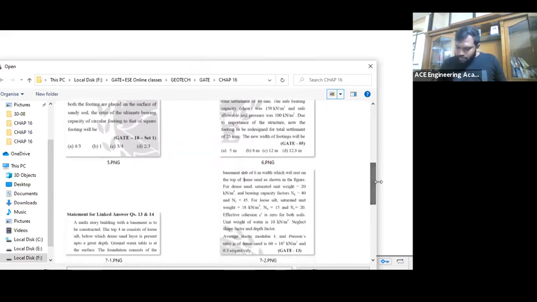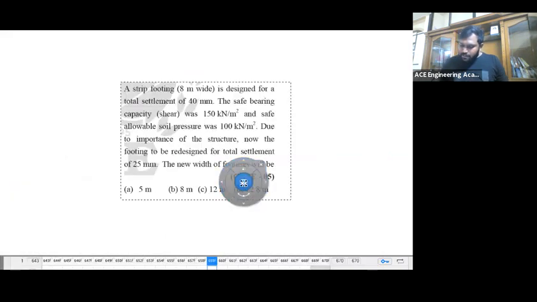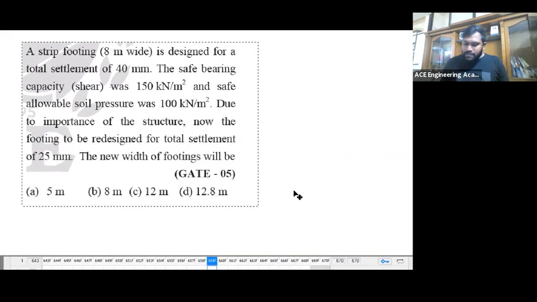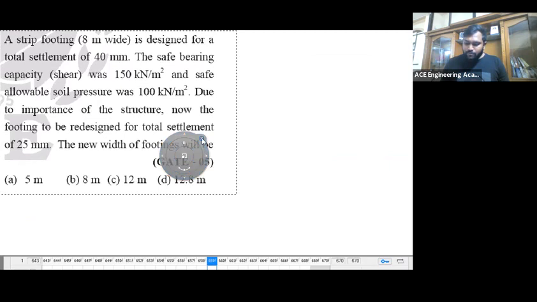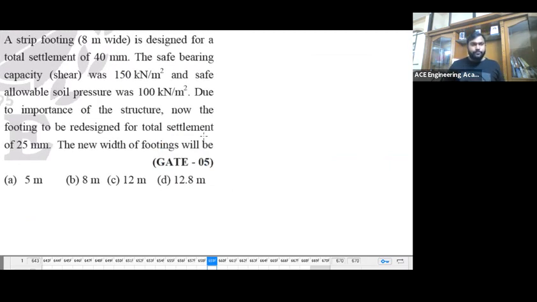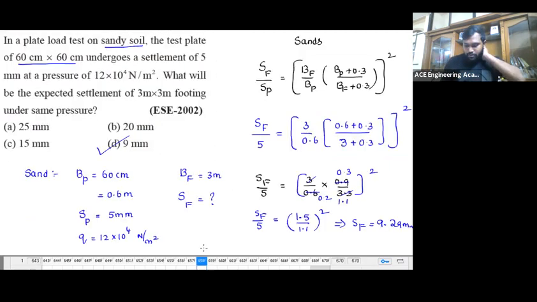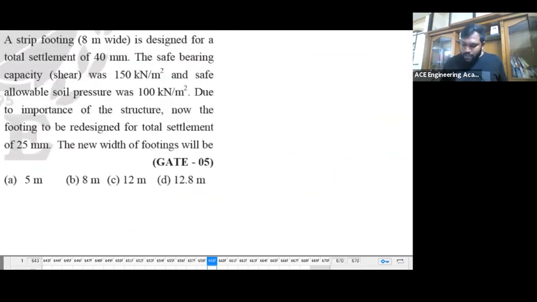Yeah. So one of our students is asking me, sir, what if the footing pressure is not going to be the same? Now, you see this question. You observe. In this question, I have done 60 by 60 and I got the expected settlement as this much. And I am applying the same pressure. Now you see this question, first things first. Understand this question?